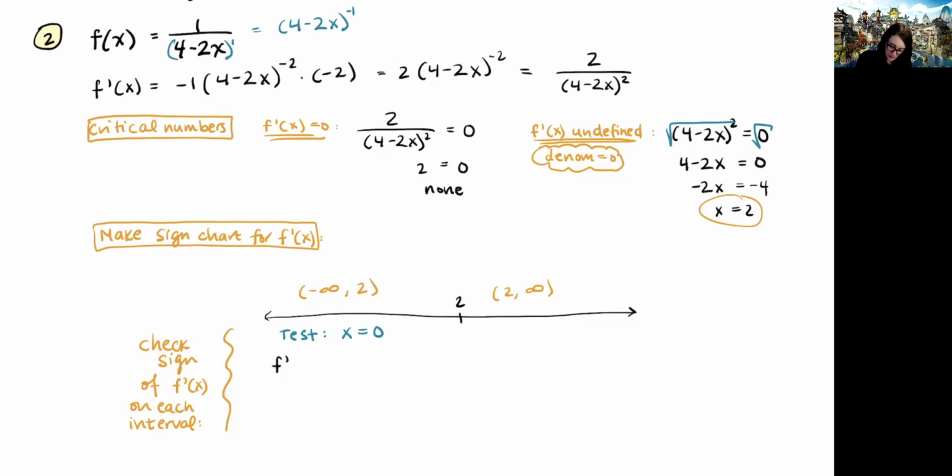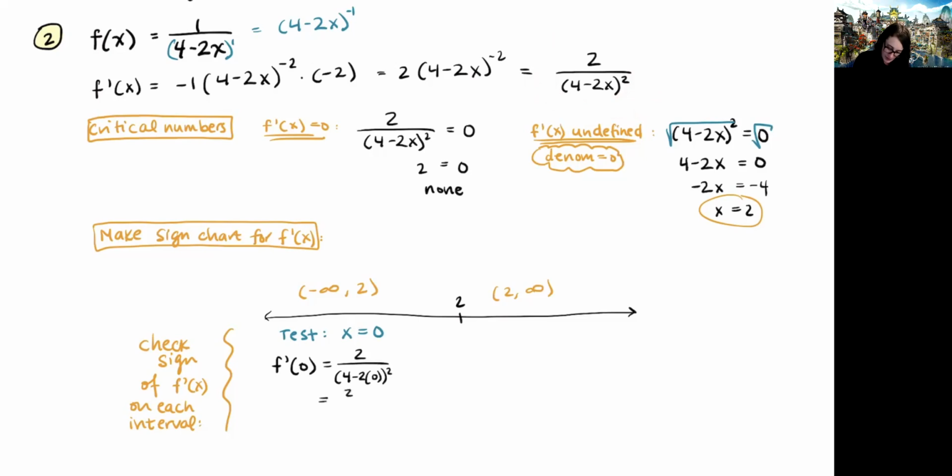And by test, remember what we're doing is we're taking that x value and we're plugging it into the derivative. It's really important to know where we're plugging stuff into. We want the sign of the derivative, so we want to plug that into f prime here. So it'll be 2 over (4 minus 2 times 0) squared.